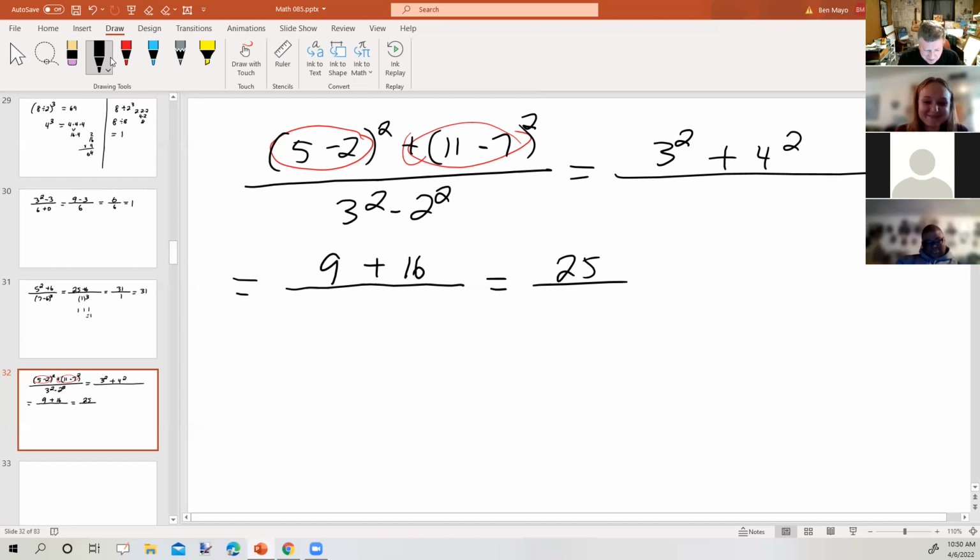Okay. So now to the denominator. We've got exponents and subtraction. We do the exponents first. 3 squared, 3 times 3 is 9, minus 2 squared, which is 4. 9 minus 4 is 5. And finally, 25 divided by 5 equals 5.